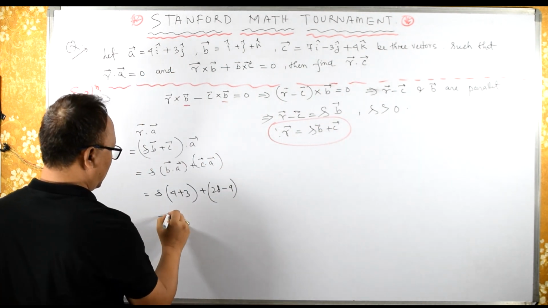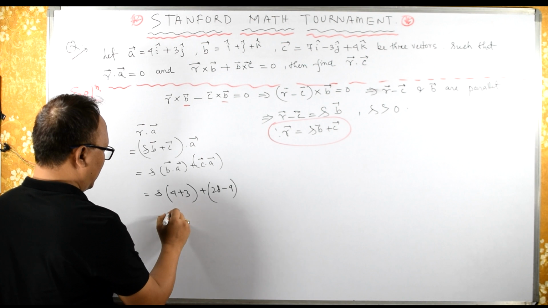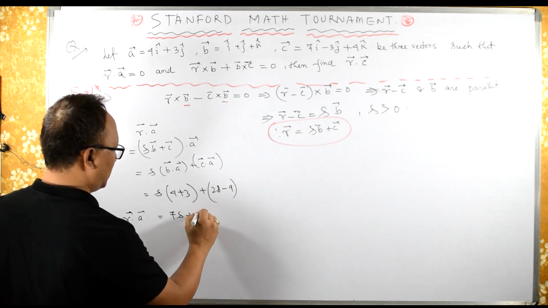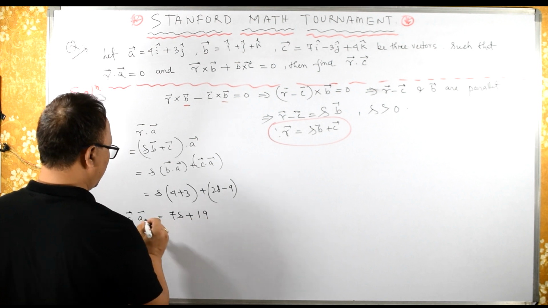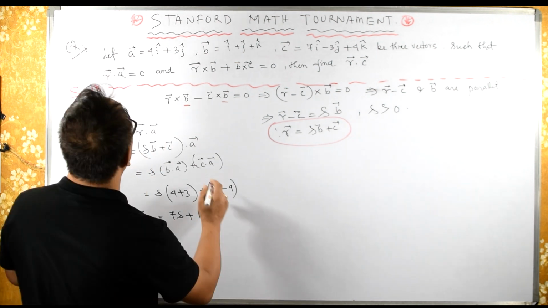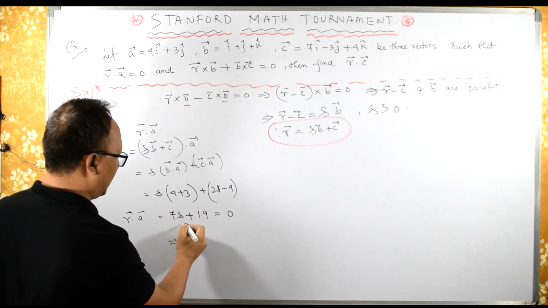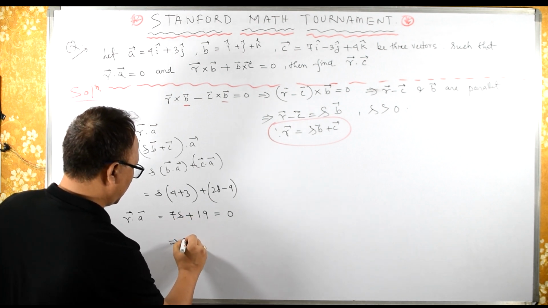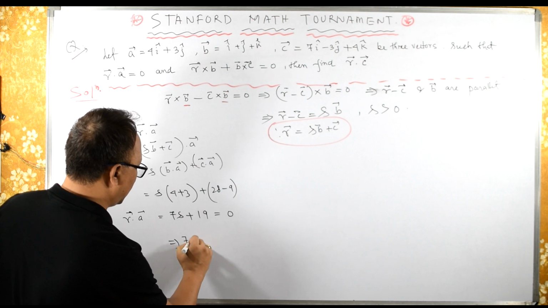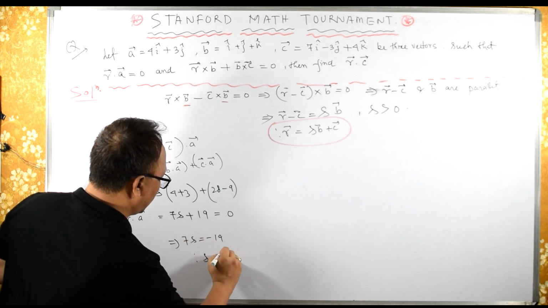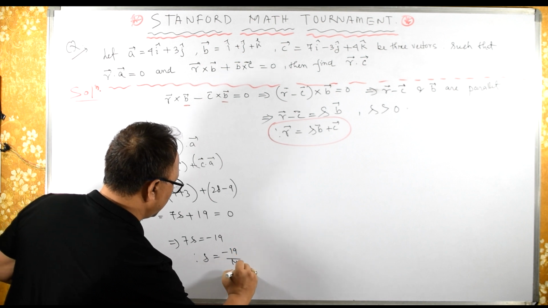So 4 plus 3 is 7 lambda. 28 minus 9 is 19. This is r dot A. It is given this equals 0. It implies from here we will get lambda. So 7 lambda is equal to minus 19. Therefore, lambda equals minus 19 upon 7.